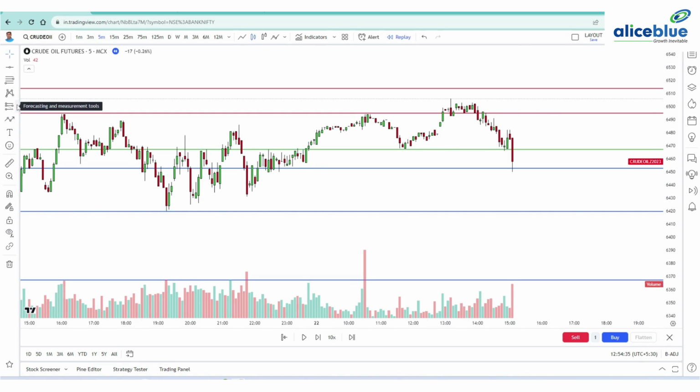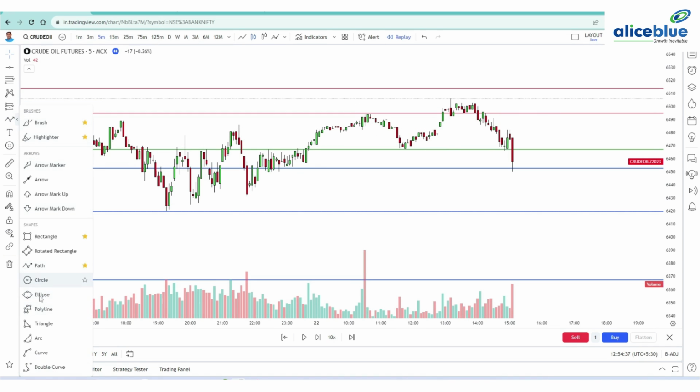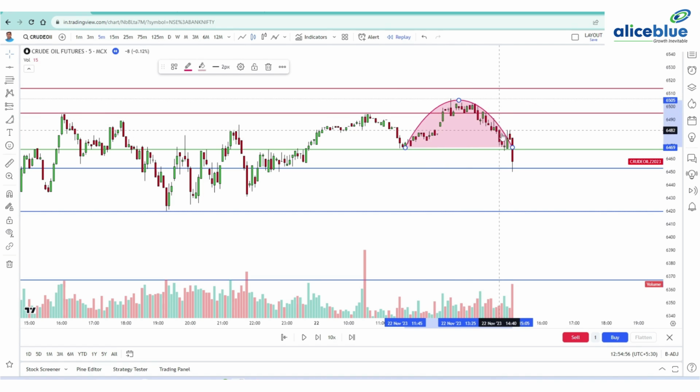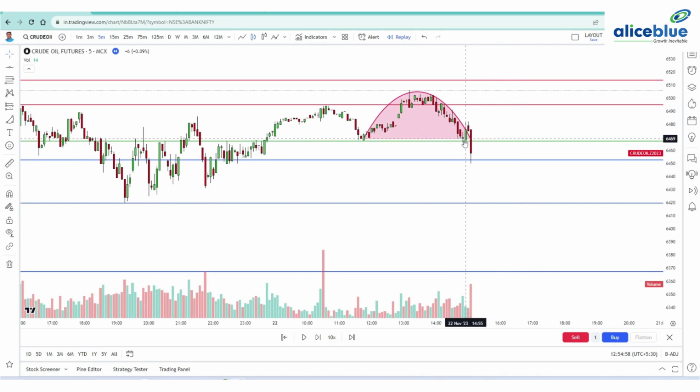Before that, we have to understand the pattern itself. Curve tool, this level, arc tool, this level, and you will see the pattern over here. It's completely formed as a rounded top pattern, and you can see here is the clear breakout. See the volume also. In the volume area you can see it's 42, the previous candle is 12, so more than double the volume of the previous candle.